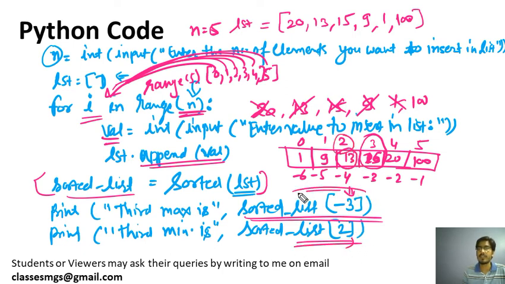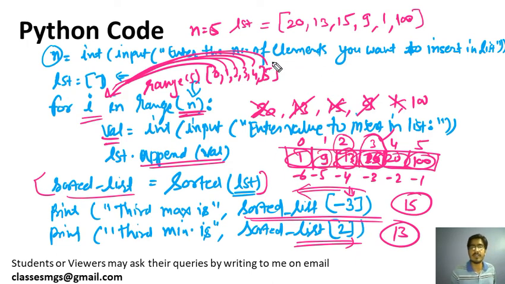Okay, so this is how you can do it. It will print 15 as the third largest and 13 as the third smallest, because the largest is 100, the second largest is 20, and 15 is the third largest. The minimum is 1, the second minimum is 9, and the third minimum is 13. That is how it will calculate the third largest and third minimum.